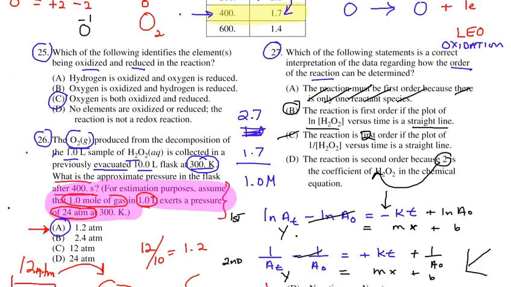This stuff pops up every test, guys. You have to be able to get the graphs of these. Now, if they give you a question and they give you the graphs and the graphs are not a straight line, it can't be that order that we're looking for. Number 28.